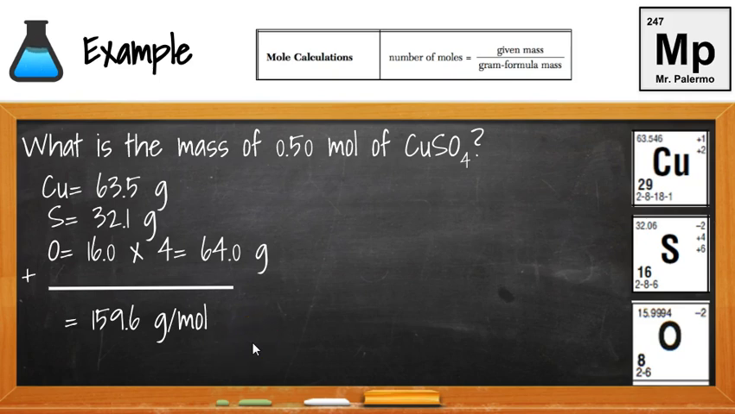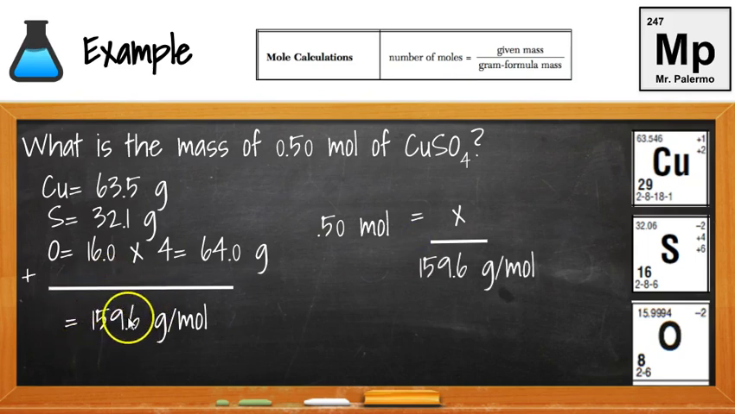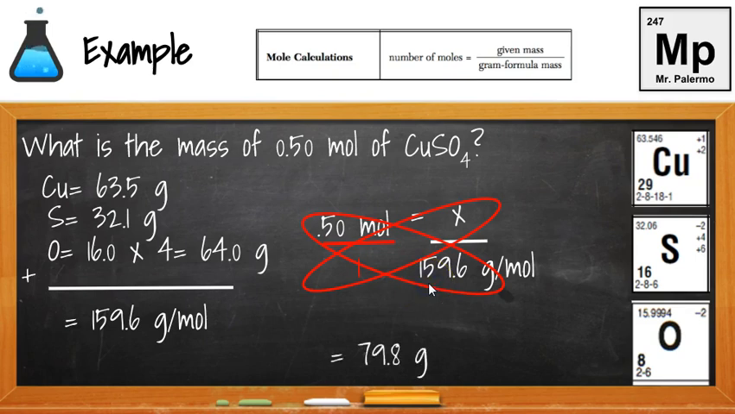I'm going to plug it into my formula. So we have 0.5 moles equals X grams, which we're trying to solve for, the mass, over what we just calculated, that 159.6. Again, put this over 1, cross multiply, 1 times X is X, which is equal to 0.5 times 159.6. That gives me an answer of 79.8 grams. And for rounding to proper significant figures, since there's 2 sig figs here, we're going to round to two sig figs in our answer, at 80 grams.